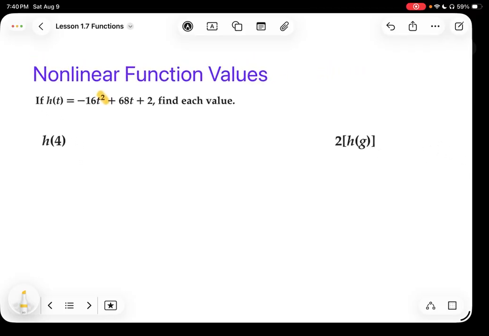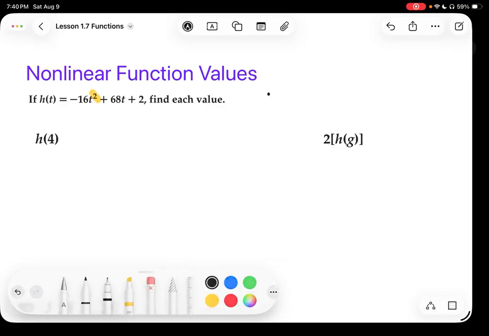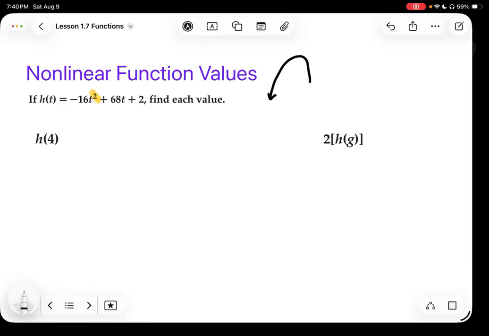This one's actually a quadratic function, which means that if we were to graph it, which we're not going to do, but if we were to graph this one, it would make this shape, which is called a parabola, something we'll deal with much later in the year. But for now, you just need to know this is not a straight line. The process is still the same though. h of 4 still means take this function and replace the variable, t in this case, with 4.